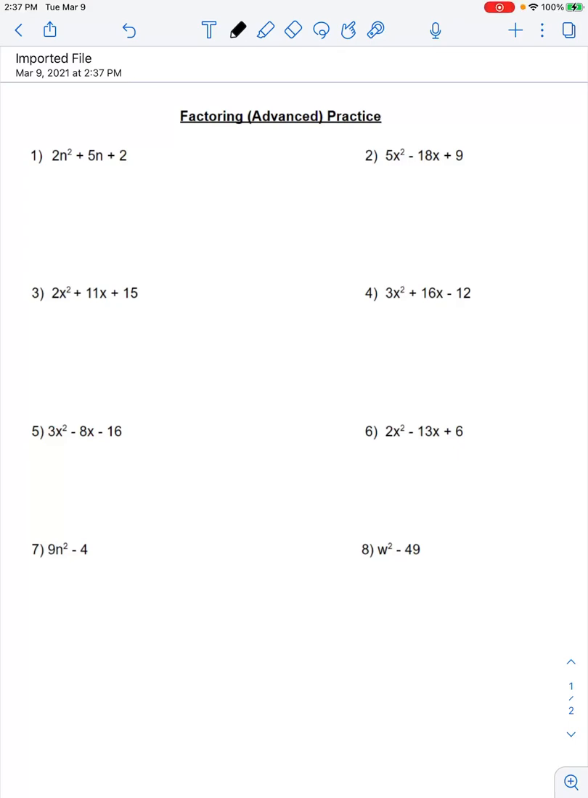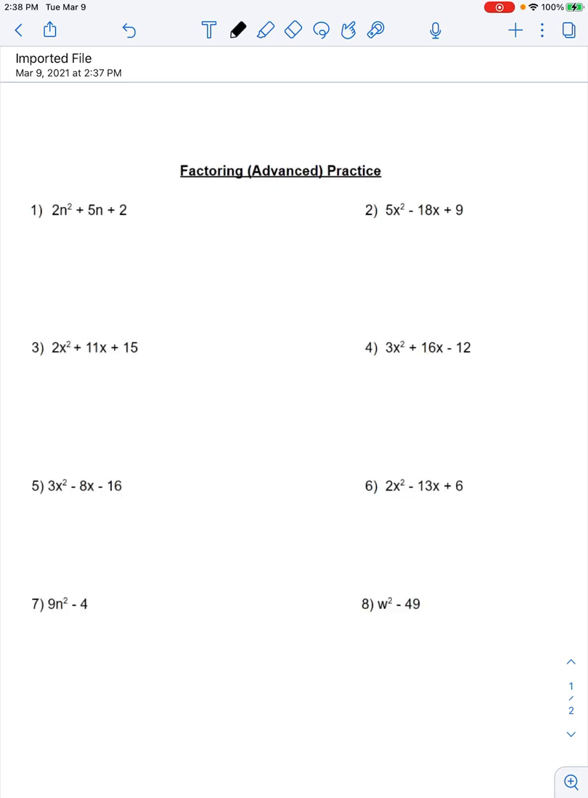Hey everyone, today we're going to check your Polynomials 2 practice. So let's get started. On number 1, first I noticed there's no greatest common factor. So I'm going to go straight to magic X.